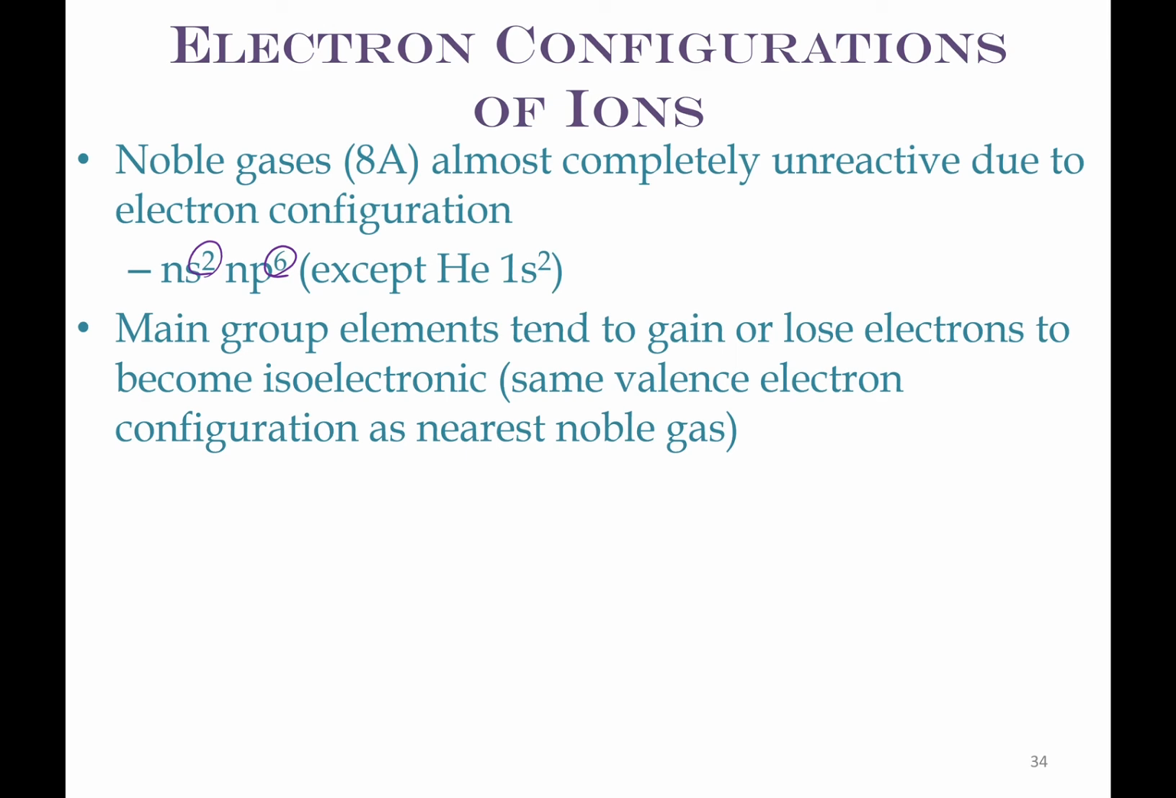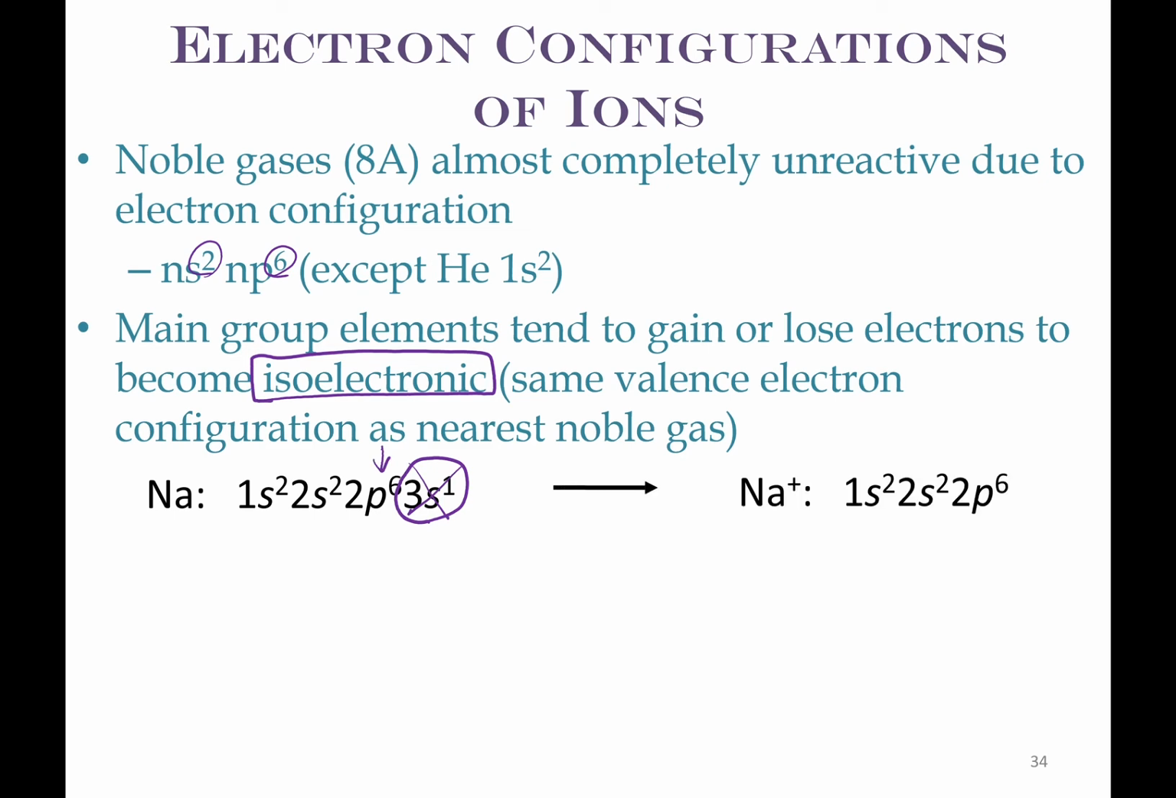The main group elements tend to gain or lose electrons to become isoelectronic. This is a word you need to know. Isoelectronic means it has the same electron configuration as, that's what the word means. And in this case, we're going to talk about stuff being isoelectronic with a noble gas. So this is sodium. We know that sodium forms a 1 plus cation. It does so because it's going to get rid of this 3s1, and then it's going to look like neon.